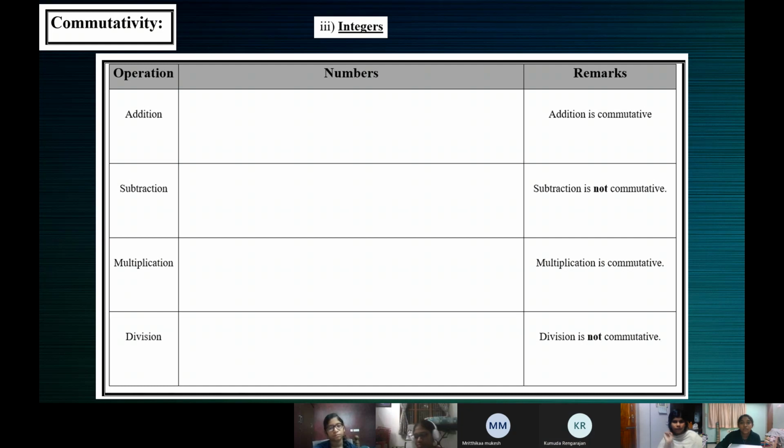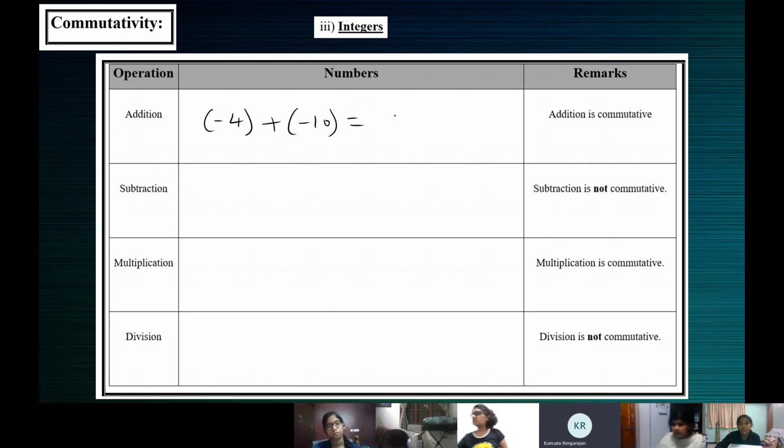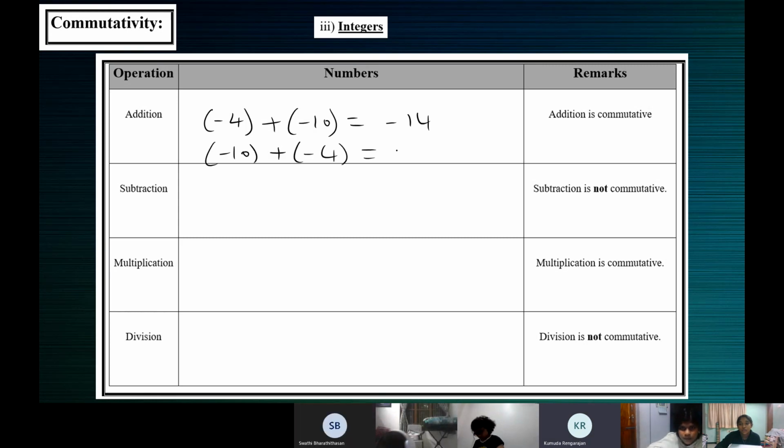Integers, children. Commutativity on integers. So I'll just give you examples now. See here. When you take two integers, -4 is an integer, -10 is an integer. The answer is -14. -10 plus -4 is -14. So it is commutative.